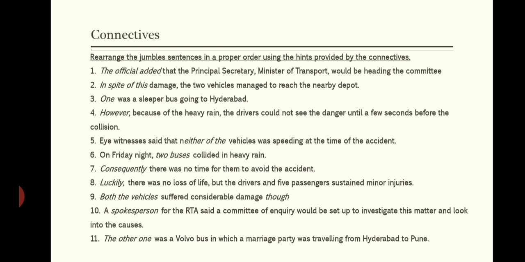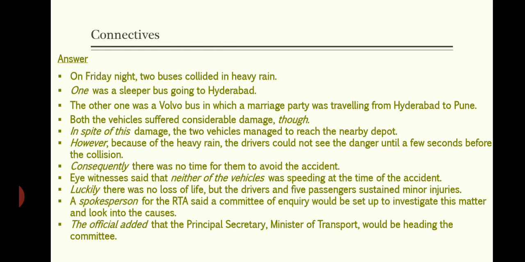Next one, you have certain sentences given in jumbled order. So, what you have to do, you have to read all the sentences first and then rearrange them in proper order so that it becomes a meaningful text. So here you have these sentences, and in these sentences the connectives are given in italics. Okay, so in total you have 11 sentences. Let us go to the next slide, and there I have given the answer, where I have put all the sentences in the proper order, so it makes sense for you.